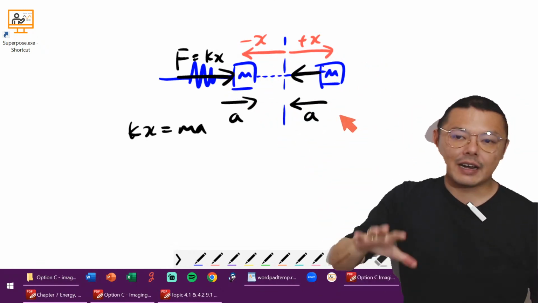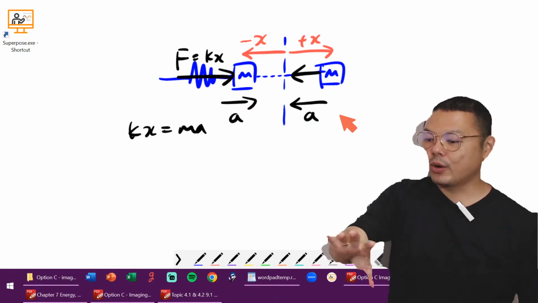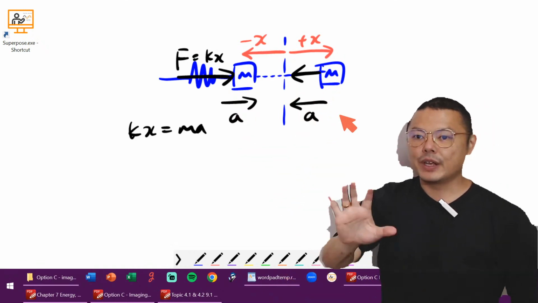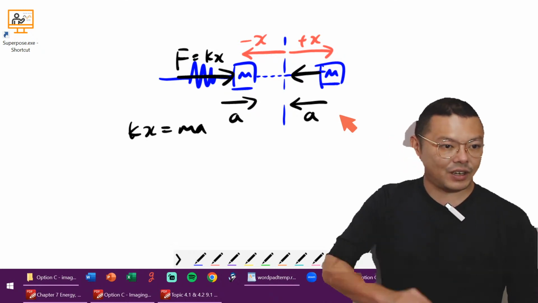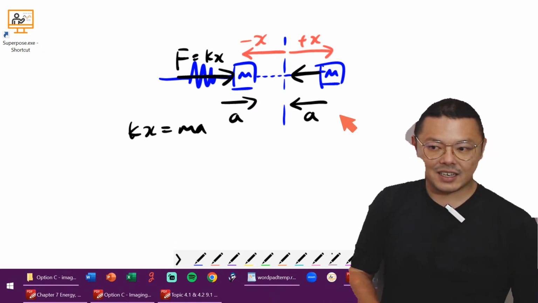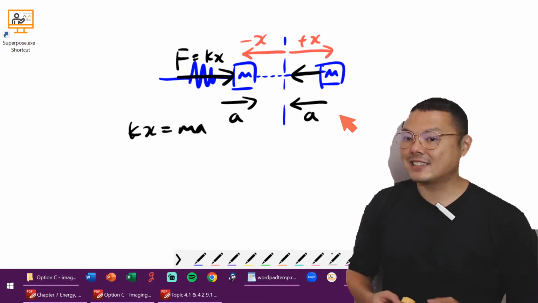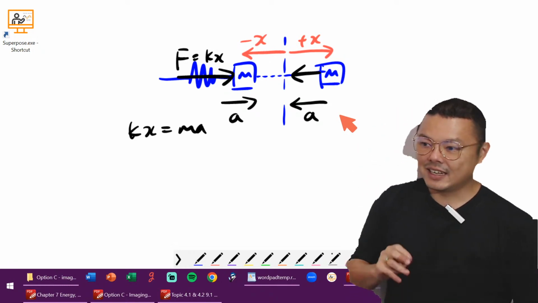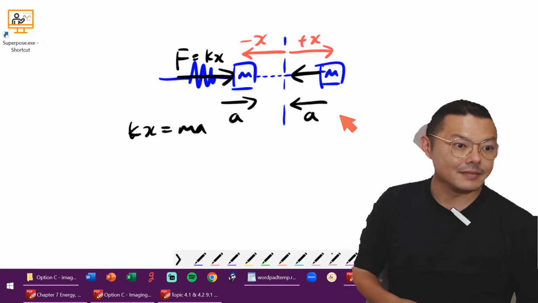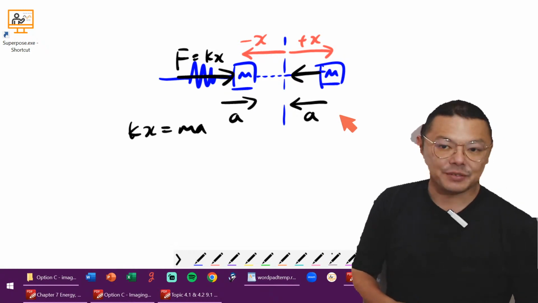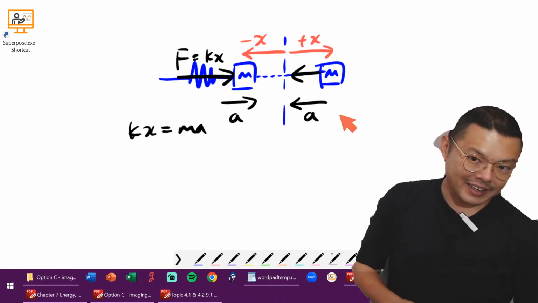In all your oscillations, we do not consider loss of energy. Do you understand this? If there's a loss of energy, the effect is called damping. Which means that you can do that for your IA.